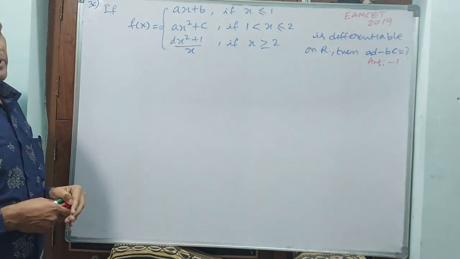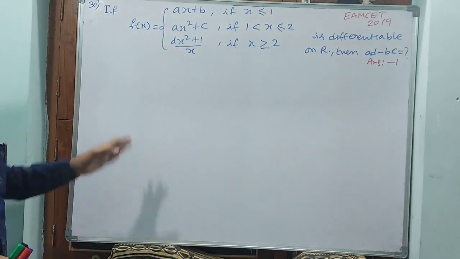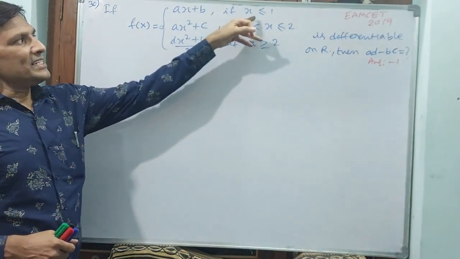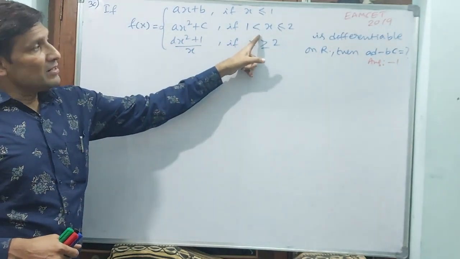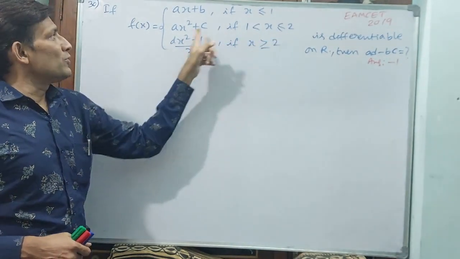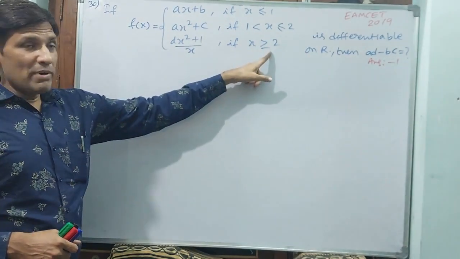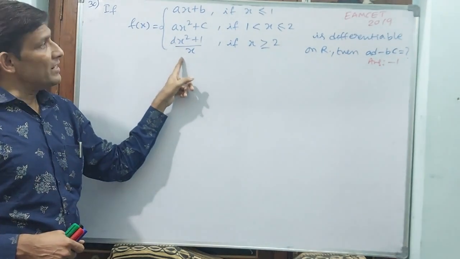Okay, see question number 30, MSET 2019 question. See, three conditions they have given for this function. For x less than or equal to 1, ax plus b. For x greater than 1 but less than or equal to 2, ax square plus c. For x greater than 2, dx square plus 1 by x. See, b is there here.